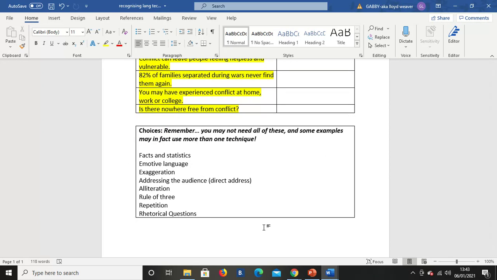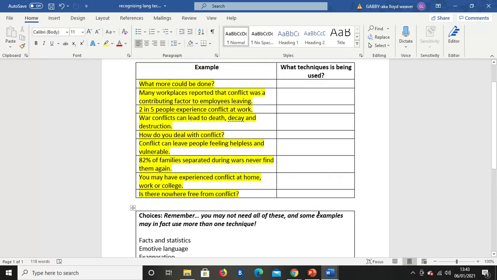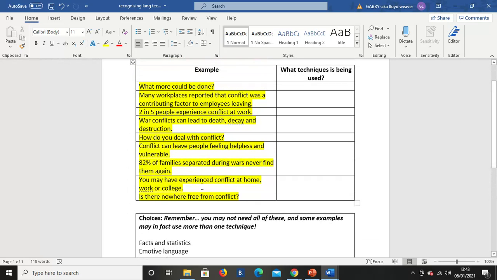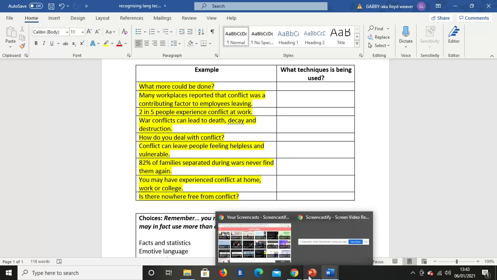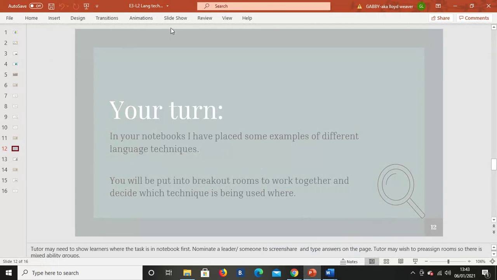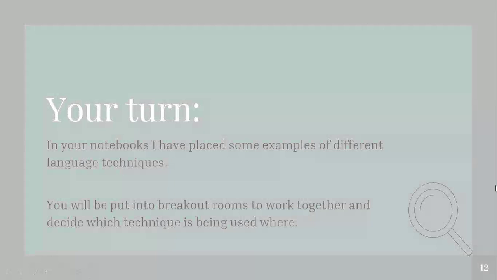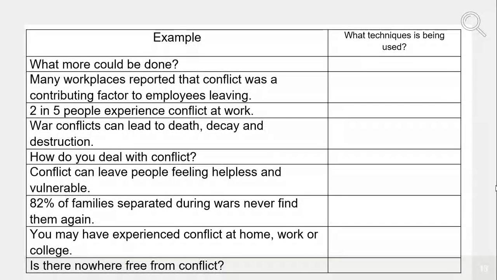So take a few minutes now, please pause the video, give yourself some time to work out, if you can, what techniques are being used in each of these sentences, and then we'll go through them all together. So when you're ready, we will go through the examples.